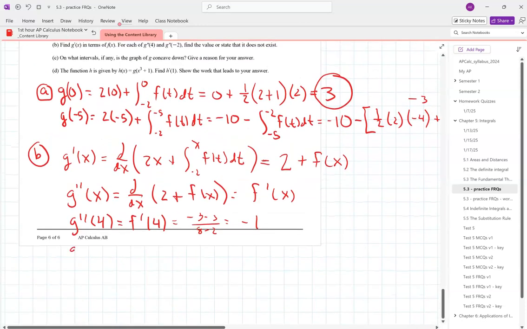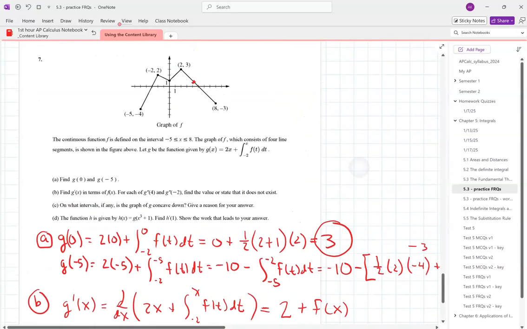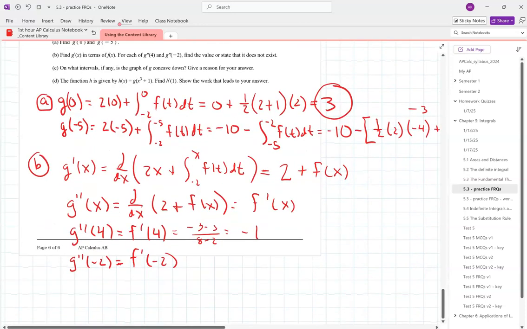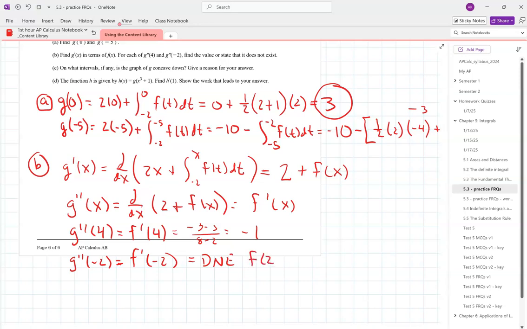And then the other one was g double prime of negative 2. So that's going to be f prime of negative 2. And if I go look at f prime of negative 2, that's here. What's the derivative going to be there? Good, doesn't exist. Why? Because it's a corner. Okay, good. Great job, guys.